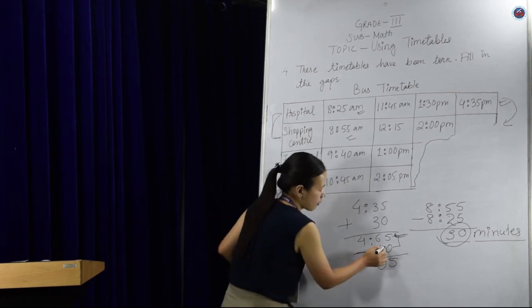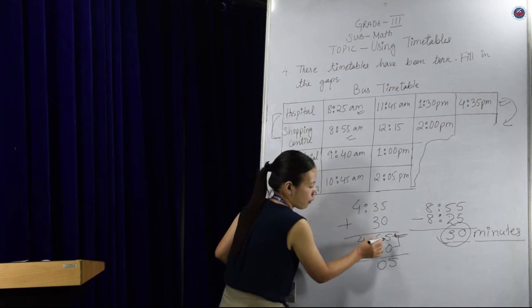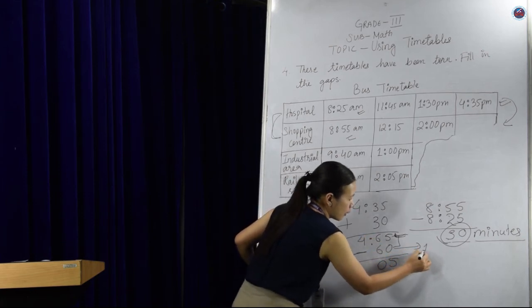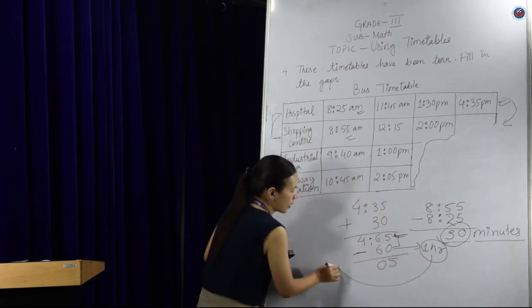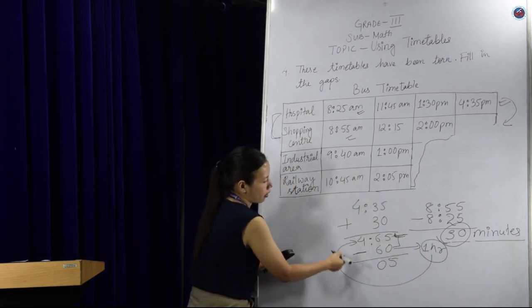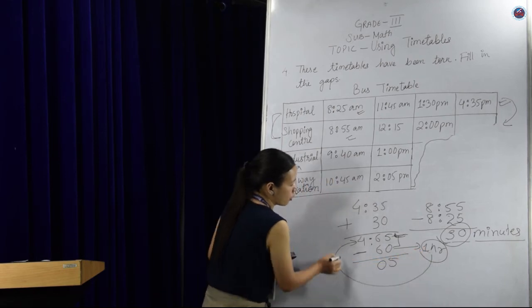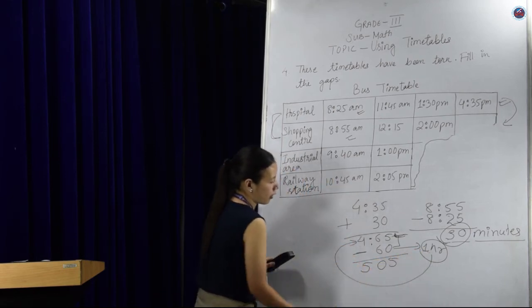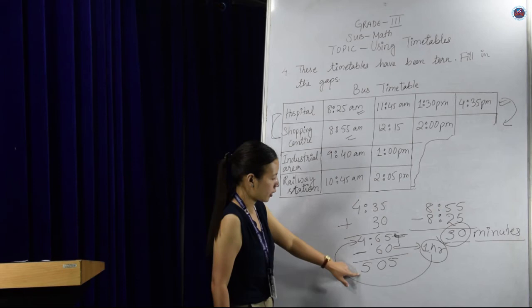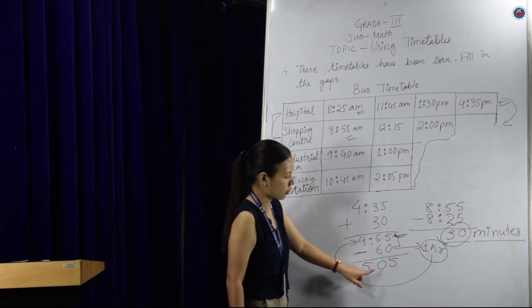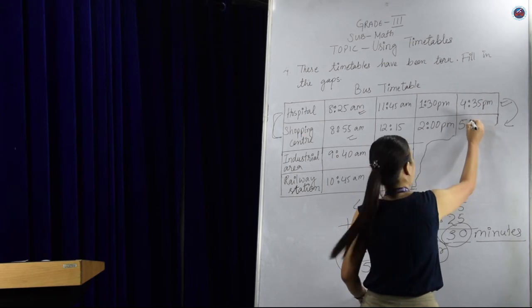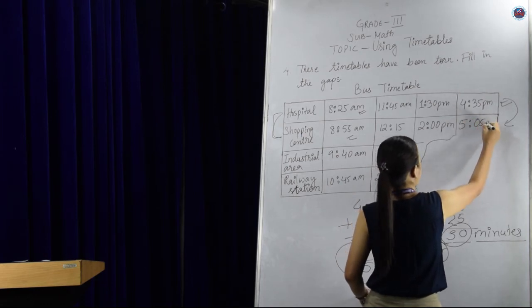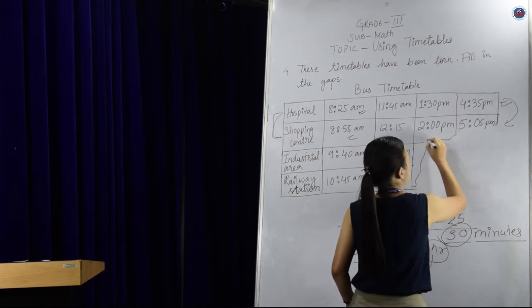And then the 60 minutes which you have taken from the 65 will be counted as 1 hour, right? And this 1 hour will be added to this 4 hours here. So when this 1 hour is added to this 4, it becomes 5 hours. So your time is 5 hours, 5 minutes. So we got this answer.